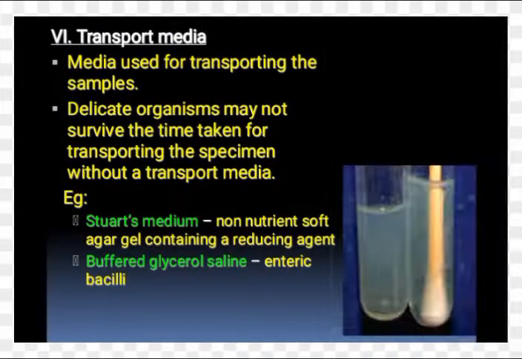Sixth type of special media is transport media. This media is used for transporting the samples, because delicate organisms may not survive in the time taken for transporting the specimen without a transport media. Transport media examples are 1. Stuart's medium, which is non-nutrient soft agar gel containing a reducing agent. 2. Buffered glycerol saline, which is used for enteric bacilli.